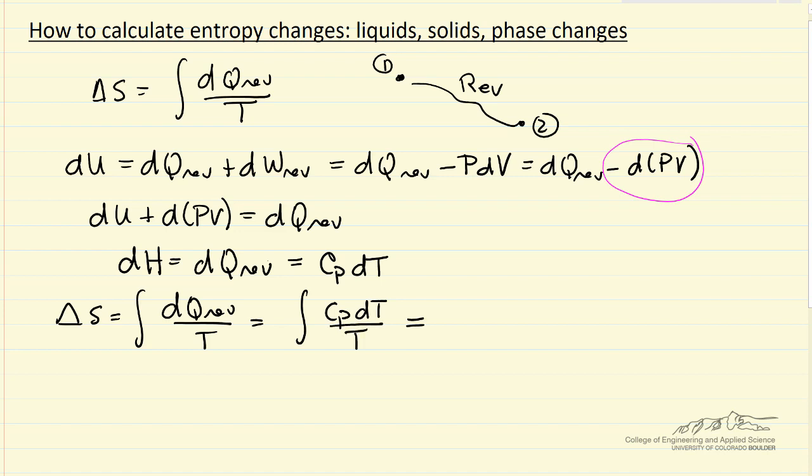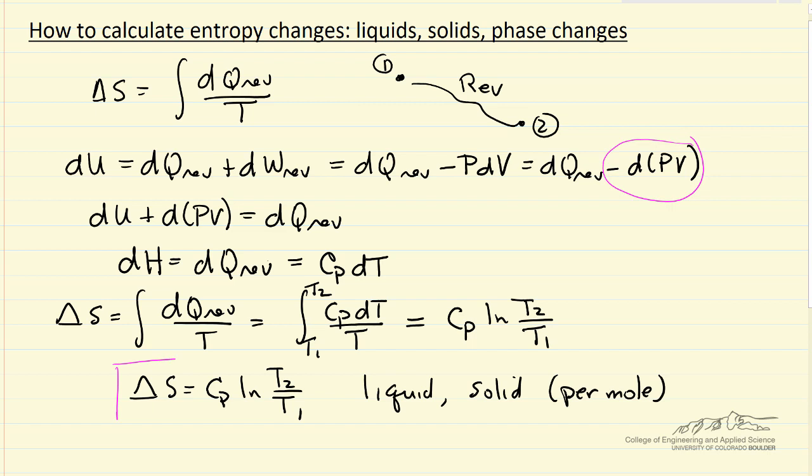Heat capacity for a liquid or solid does not change much with temperature over some reasonable temperature range. So if that's a constant, then the entropy change depends on the starting temperature and our final temperature. Here's the entropy change as we change temperature for a liquid or solid.